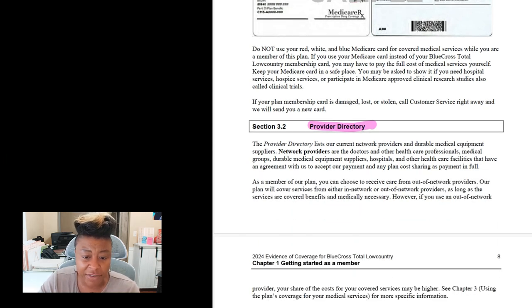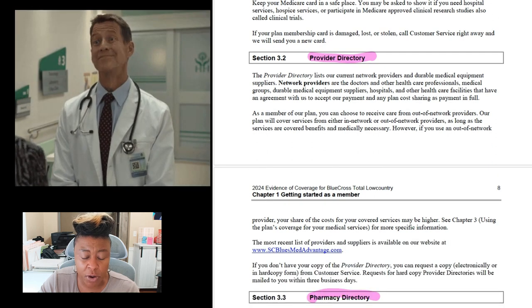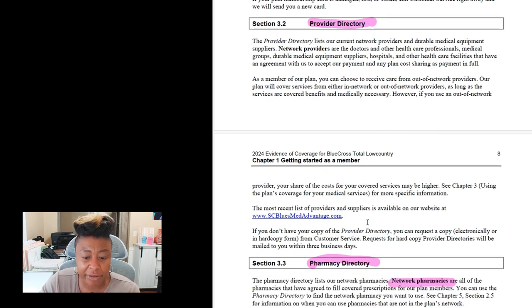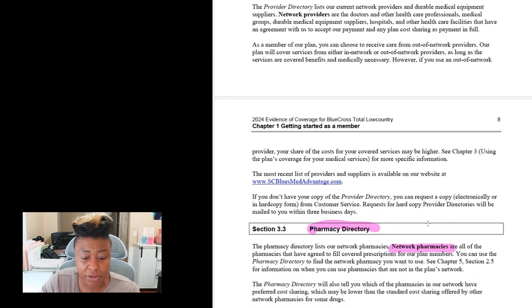You're also going to have your provider directory. So if you want to know how you can find your providers, meaning your physicians and the hospitals, there's a provider directory. How do you get that provider directory? You can go directly to their website that we were at earlier, or you can call the customer service number and they will send you one within 3 business days.